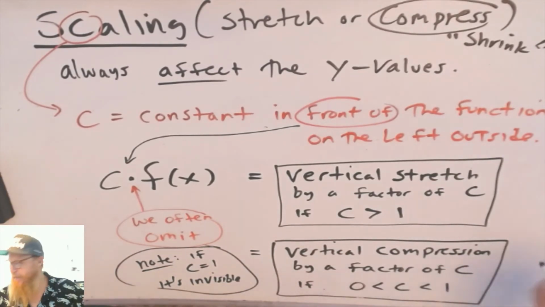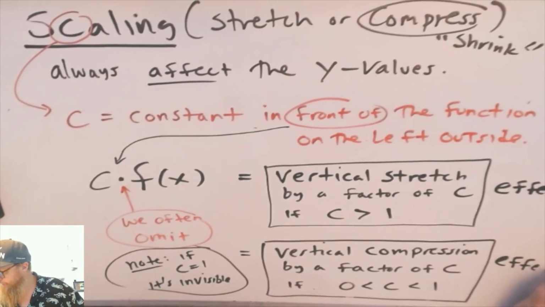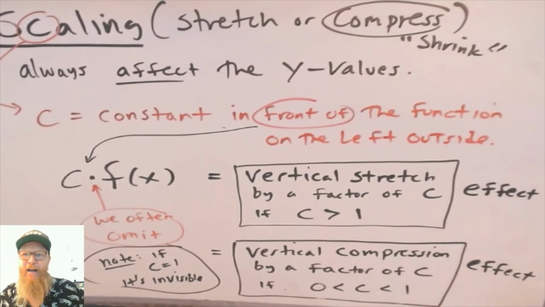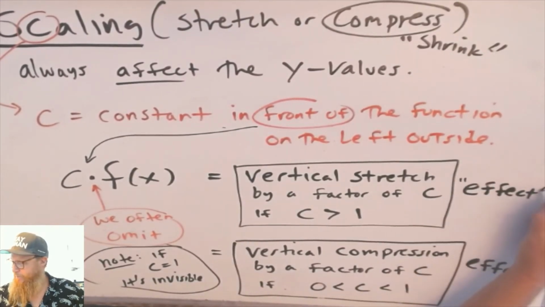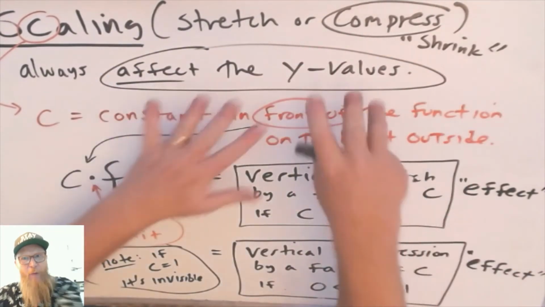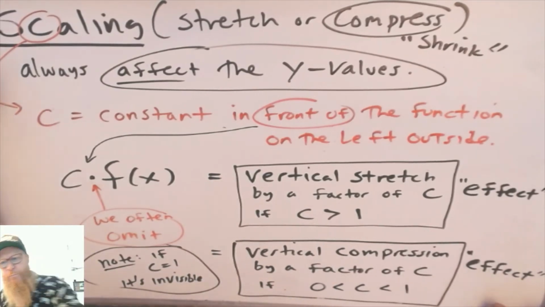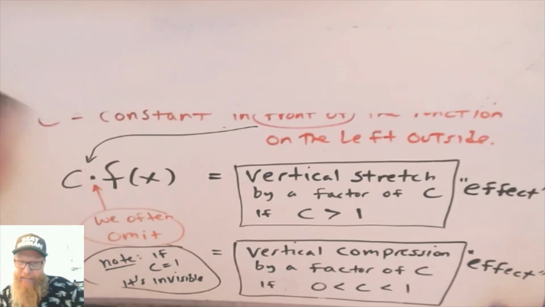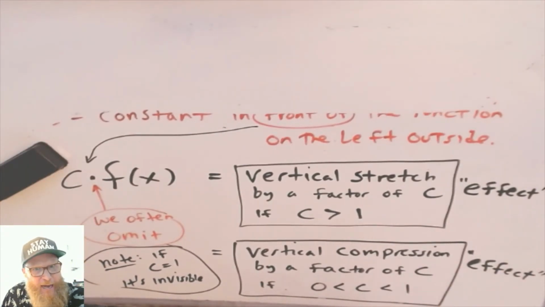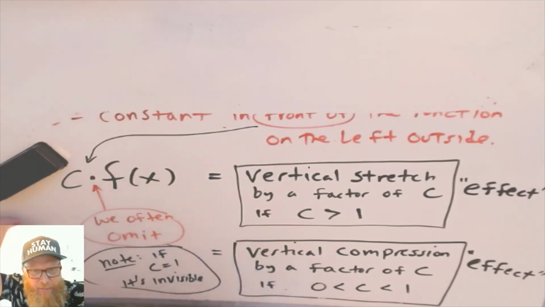All right, and so these are the effects. There's only one effect: it affects the y values. And it does it by stretching vertically if C is greater than 1, or shrinking if it's less than 1. That's exactly what happens on your phone when you go like that with your fingers, or sometimes there'll be a little plus sign or a minus sign to make it larger or smaller.